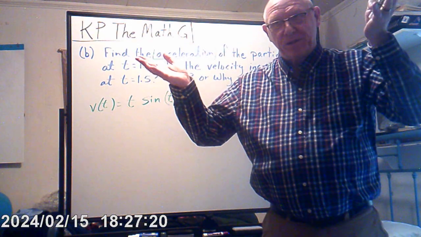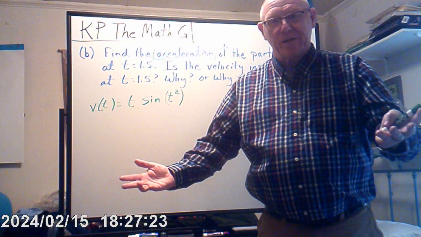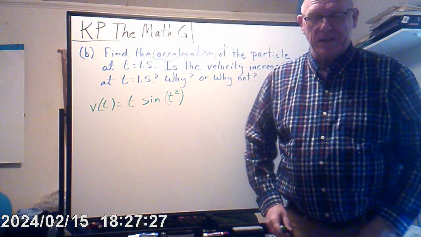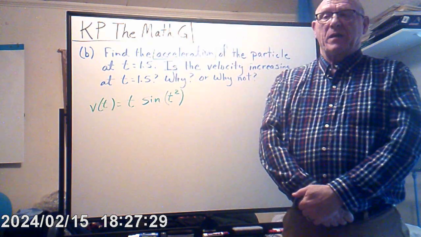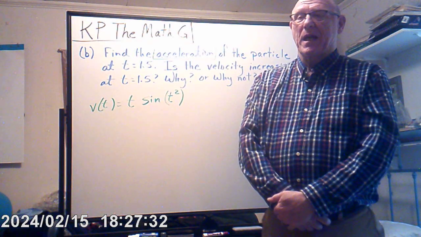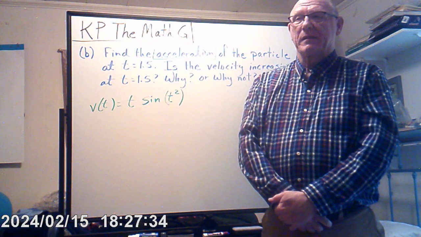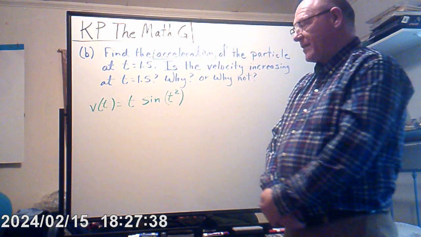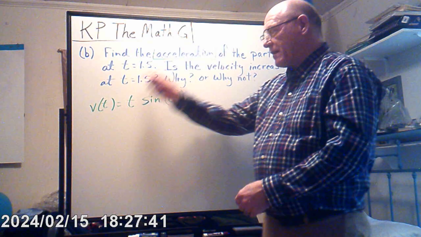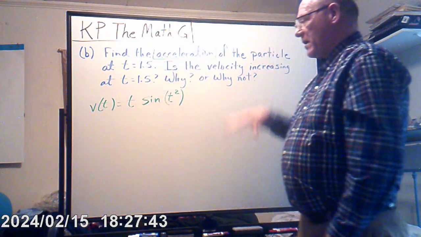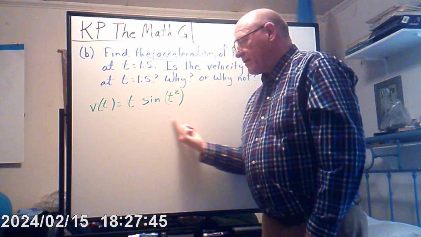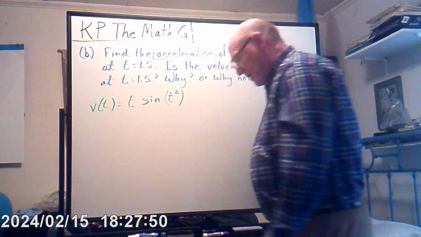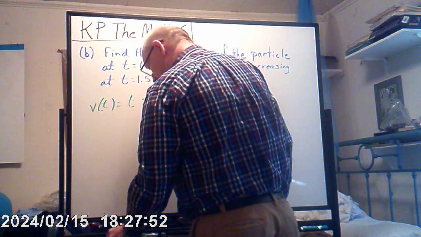Derivative or antiderivative? Which one? You're finding the acceleration. Derivative or antiderivative? That's exactly right. It is the derivative. The derivative of the velocity is the acceleration. You probably can do it on your calculator, but this is doable by hand, and I'm going to do just that by hand.